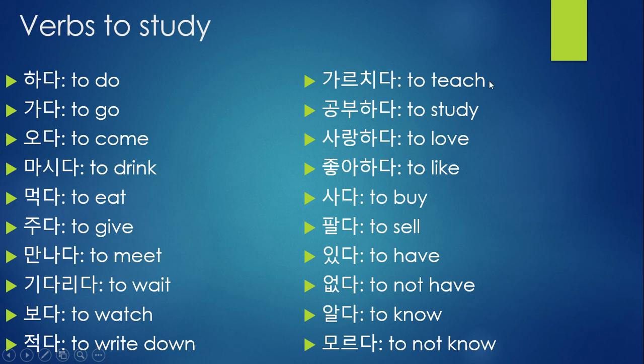Garuchida, to teach. Gongbuhada, to study. Saranghada, to love. Jowahada, to like. Sada, to buy. Palda, to sell. Itda, to have. Opda, not to have or to not have. Alda, to know. Moruda, to not know. Of course, there are more verbs, but we can start with these 20.